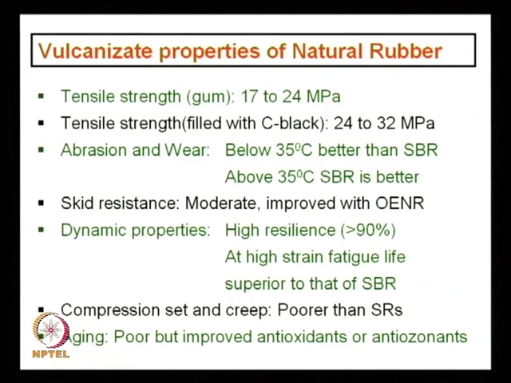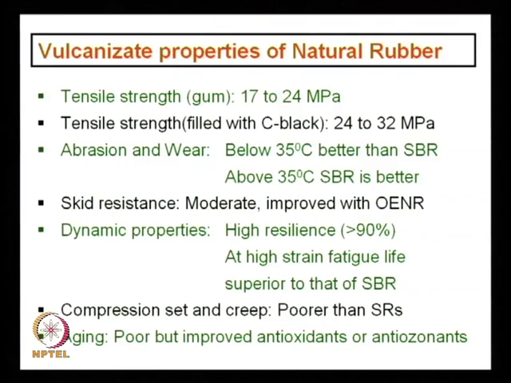Then the vulcanized properties of natural rubber. For tensile strength, a range is given here, 17 to 24. It varies from compound to compound and from rubber to rubber, it is not fixed, it may be 15 to 28, 30. Here it is shown as 17 to 24, this is not rigid, it is variable, depending on the nature of the polymer, and on the nature and quantity of additives used. Tensile strength of filled rubber, filled vulcanizate, is around 24 to 32.